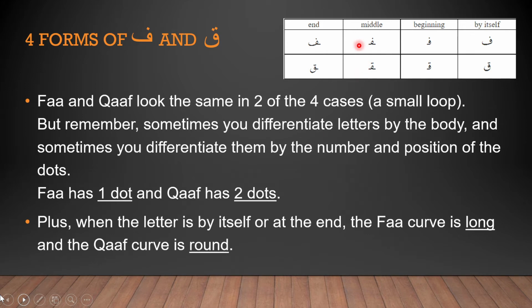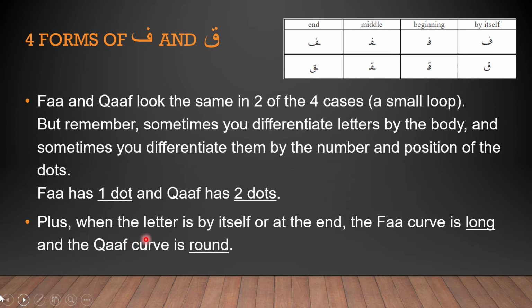The Fa has one dot and the Qaf has two dots. So the only differentiation that we can see is the dots here. That's why pay attention to the position and the number of dots. It's extremely important in the Arabic language. So Fa has one dot and Qaf has two dots.